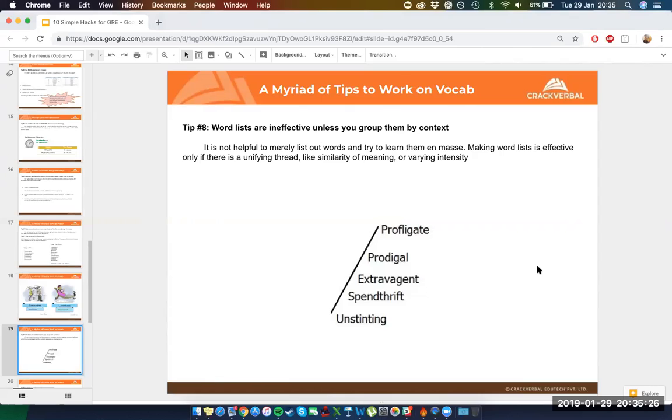Does CrackVerbal provide a root word learning process? What I would recommend, we don't have a separate specific thing, but what I would recommend is this book called Word Power Made Easy. It really simplifies and gamifies the process. Nothing that I could recommend stronger than Word Power Made Easy.